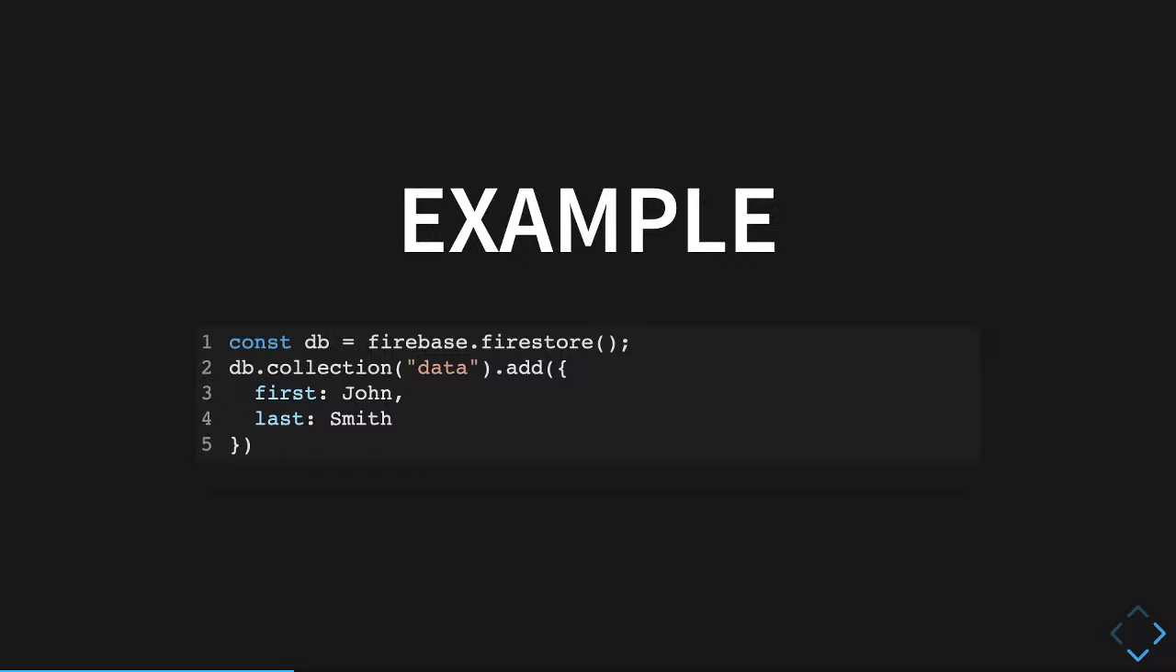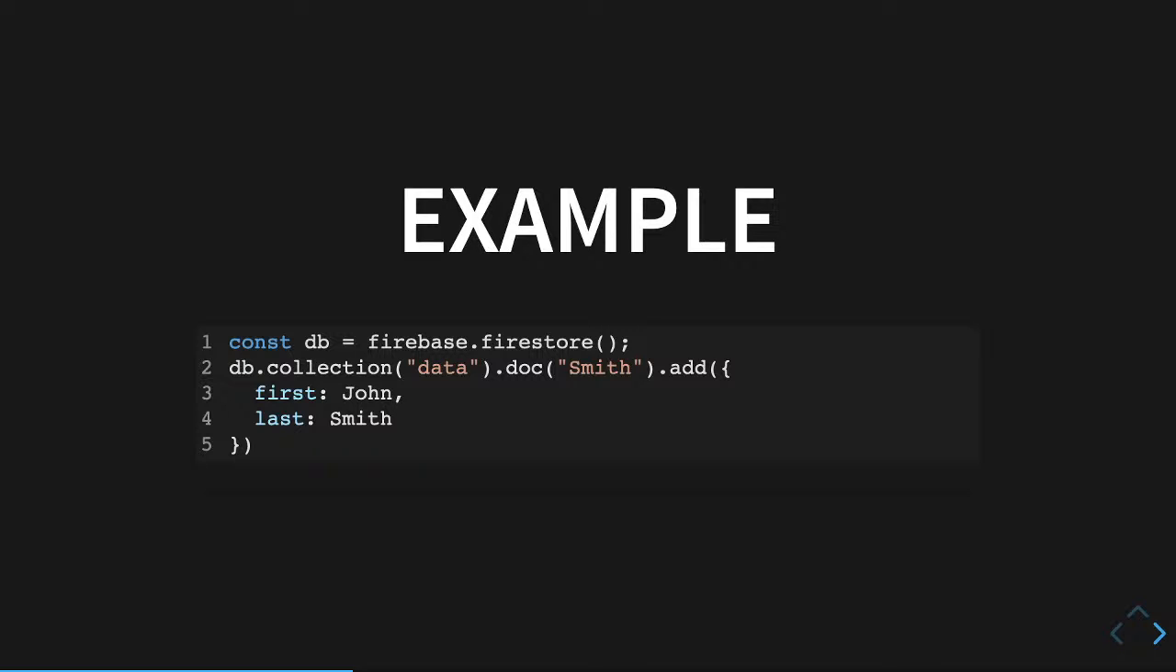If you wanted to specify that, you would do it like this. You would do collection and then .doc and the name of that document. So now instead of the ID being a bunch of random stuff, it would be Smith. And then same thing, you would do it like that.